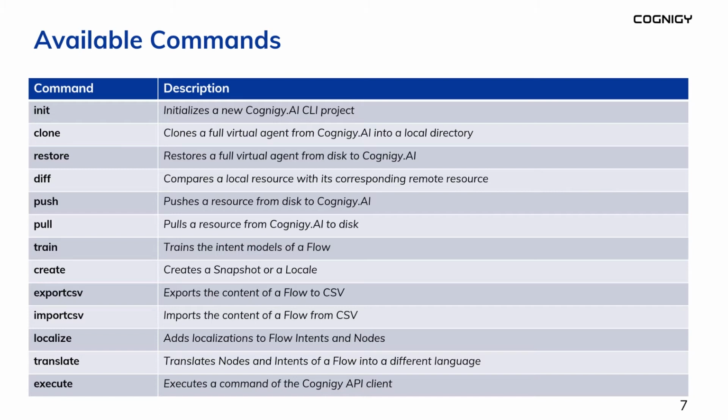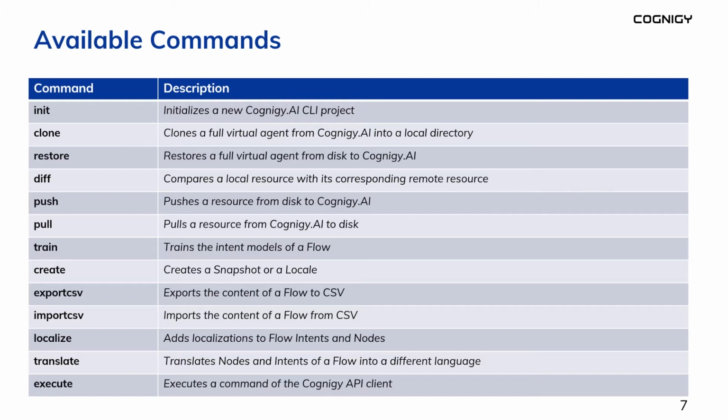The create command, as referenced earlier, allows you to create snapshots or locales. This is really useful if you want to create a snapshot, for example, on an hourly or daily basis and download it to your hard drive to then push into, for example, a version management repository.